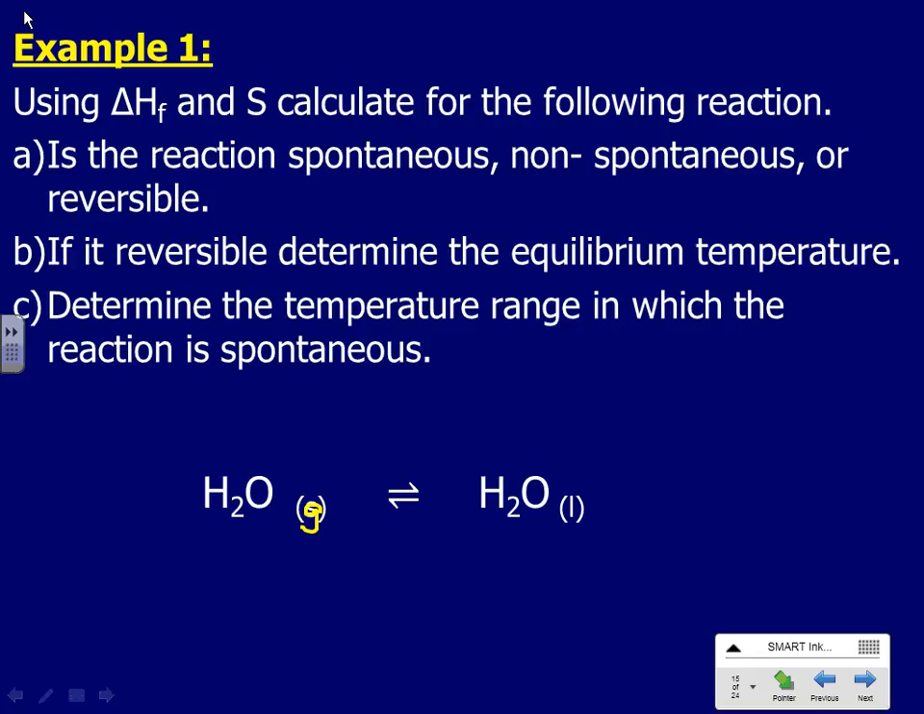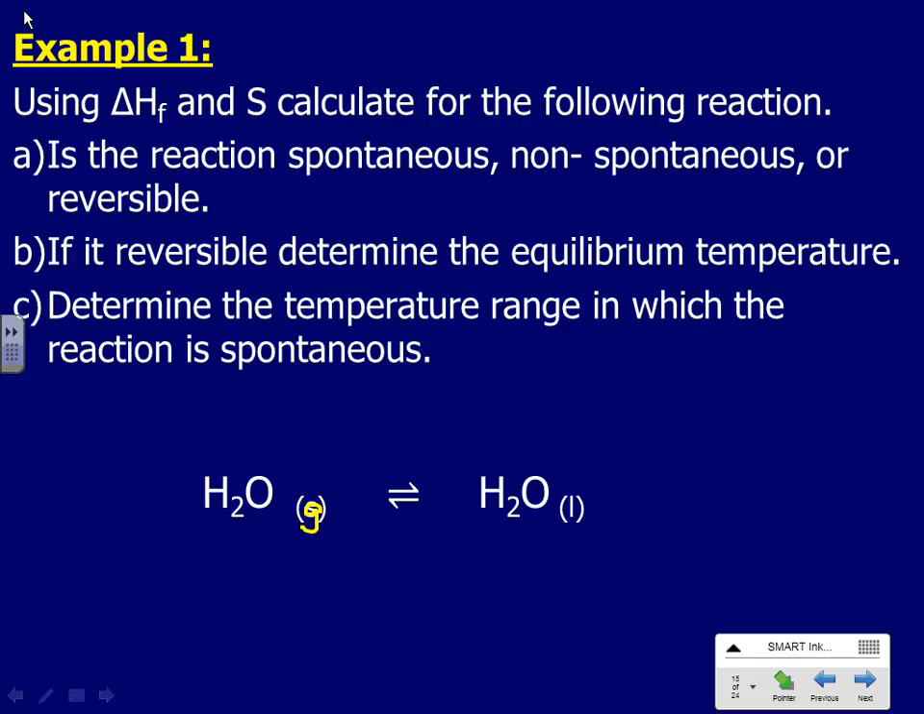Yes, it has to be. I can't have negative temperature. Negative temperature is against the rules because we're dealing with Kelvin temperature. So you can't have a negative temperature.